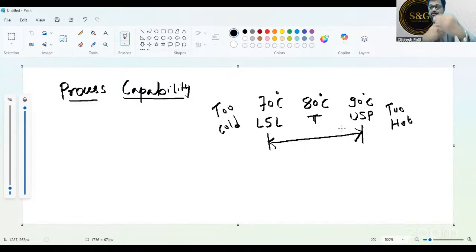This band of 70 to 90 degrees. Now, if you start making cups of tea and delivering, how much are you capable of delivering the cup of tea within 70 and 90 degrees? That becomes your process capability. Are you understanding?